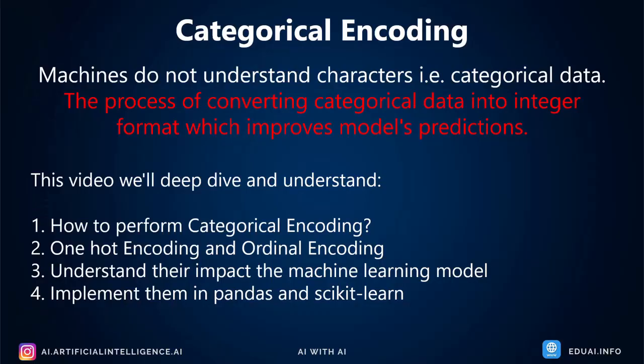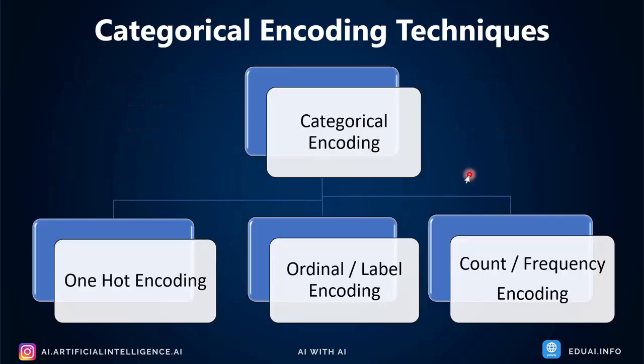First, let's understand the different categorical encoding techniques and what each type means. As you see in the diagram, we have mainly three types in categorical encoding. The first one is one-hot encoding, which is also called nominal encoding. The second type is ordinal or label encoding. And the third type that we have is count or frequency encoding.